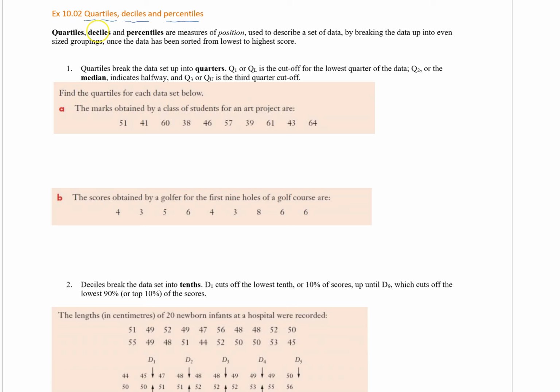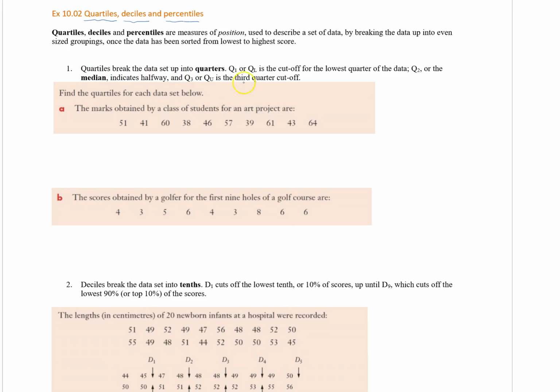Deciles is where we take our entire data set and we divide it evenly into 10 equal blocks. And then percentiles is when we take our complete data set and we divide it into 100 equal blocks. So it says here, quartiles break the data set into quarters.